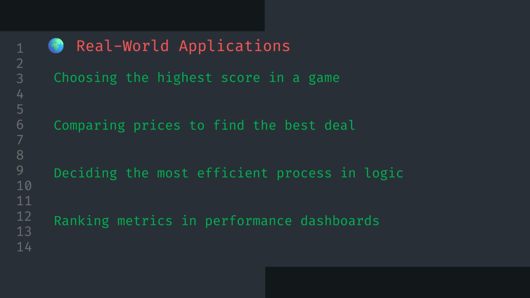You'll see this kind of logic used in many practical scenarios. It could be a game finding the top scorer, or a shopping app comparing item prices. In business dashboards, it's common to rank KPIs and highlight the best performers. Whenever you need a quick who's the best check, this trick is golden.